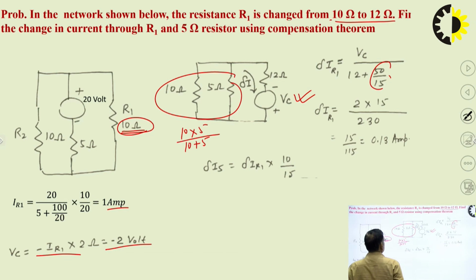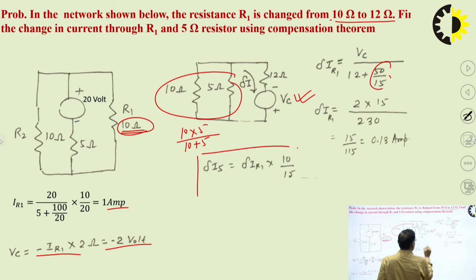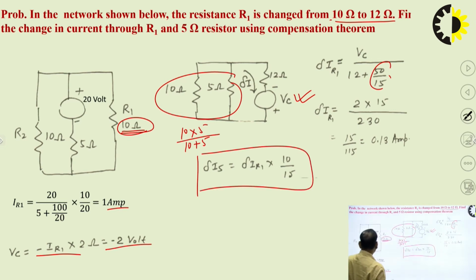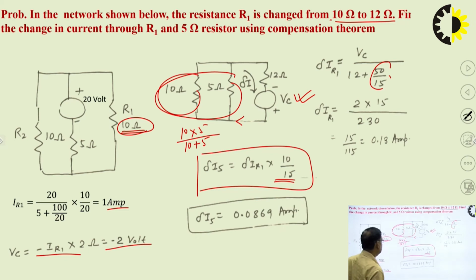Through R1 and the 5 ohm resistor. So I have now come to the change in current through the 5 ohm resistor. It is simple current division. The total current is coming here, and then we take the division here. This delta is coming here. Now in the current division, the current through this 5 ohm resistor will be this impedance 10 divided by 10 plus 5, that is 15. So here is the change in current.